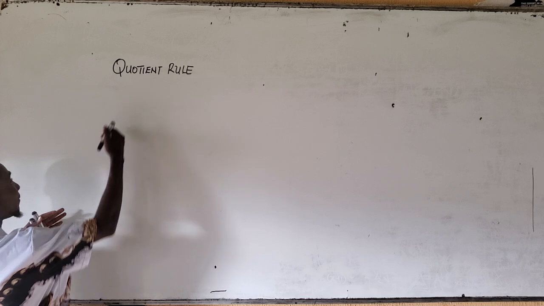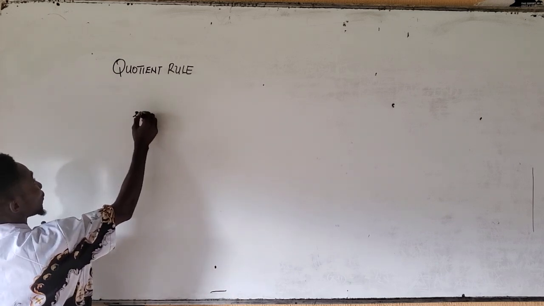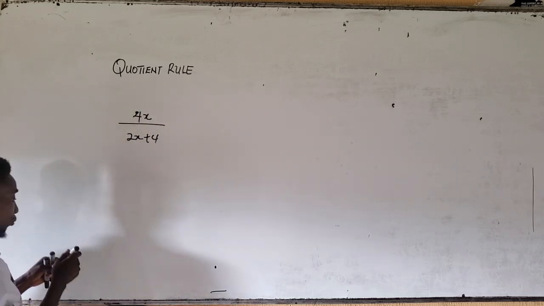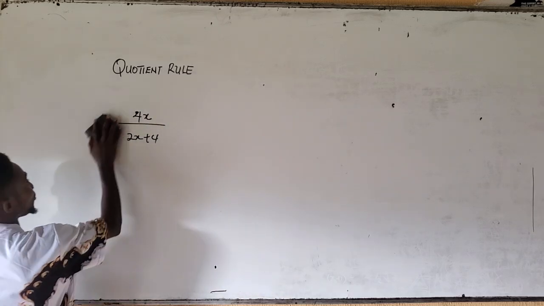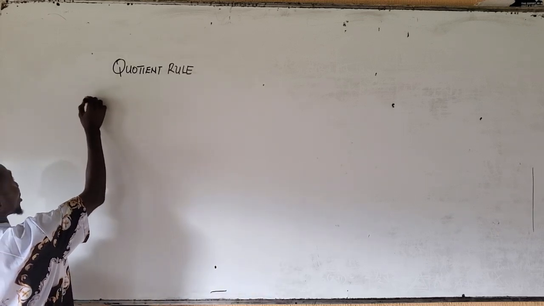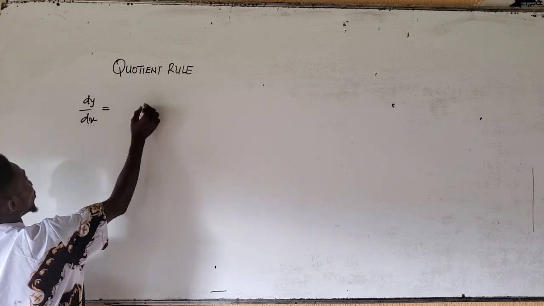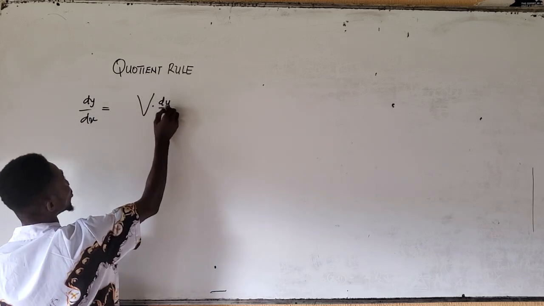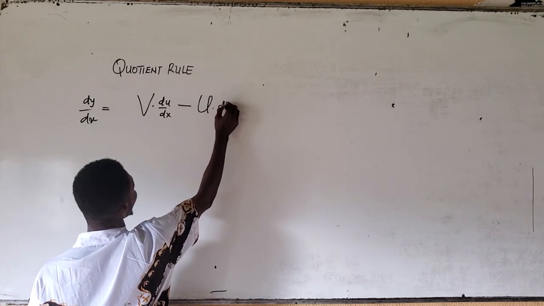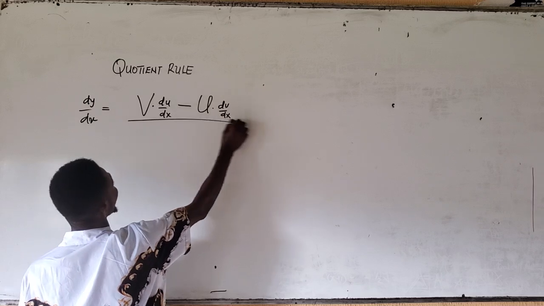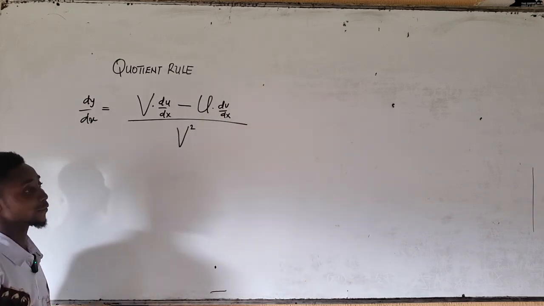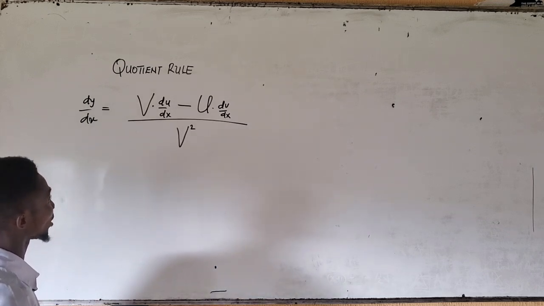So when you have two numbers dividing themselves, something like, let's say, 4x all over 2x plus 4, you use quotient rule. Now, what's the formula for quotient rule? The formula for quotient rule is dy/dx equals v du minus u dv, all over v squared. v du minus u dv all over v squared.